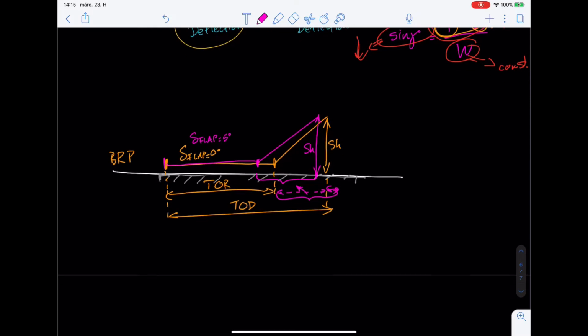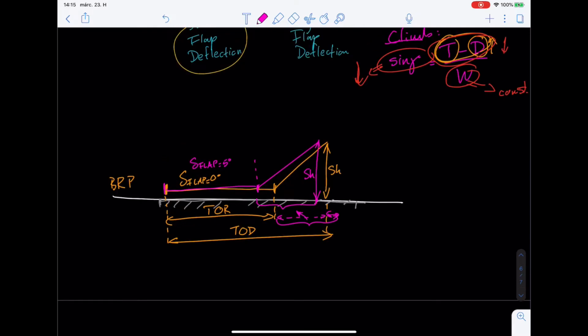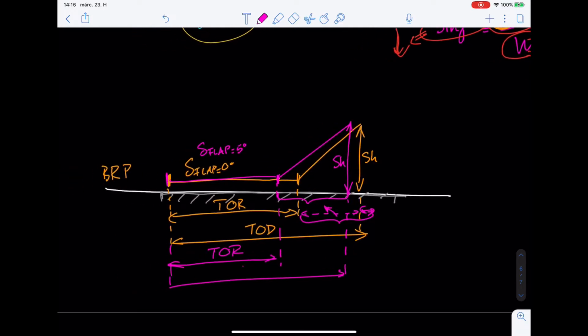So the final effect is that my takeoff run right here is going to be reduced compared to the initial one with the clean configuration. The airborne section is increased, however, still the takeoff distance is going to be decreased still.